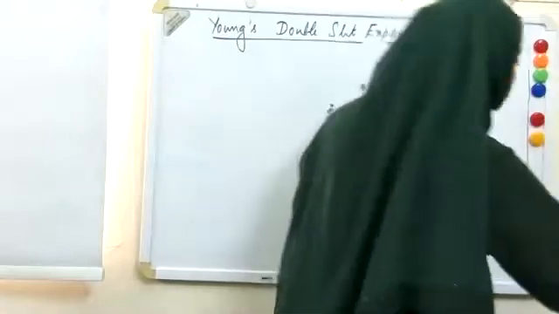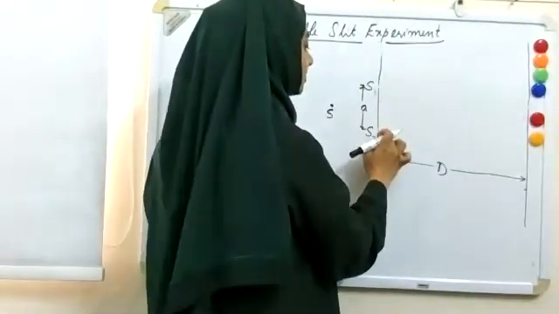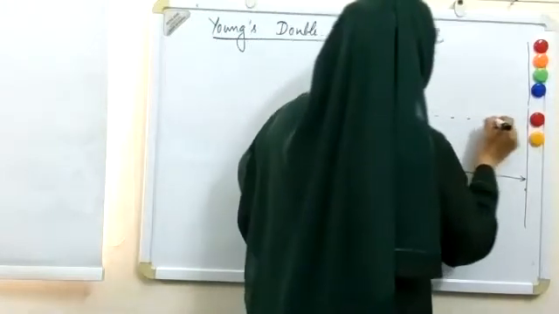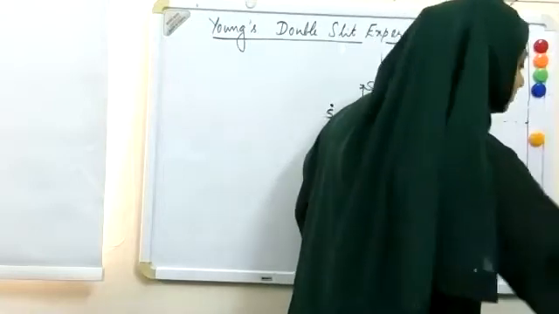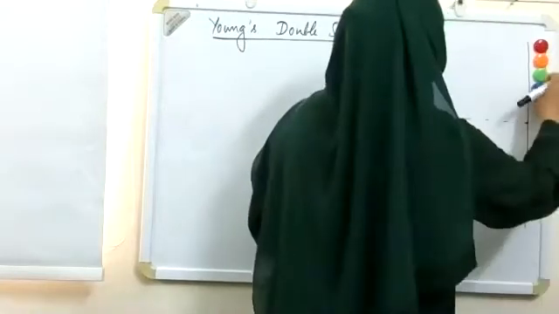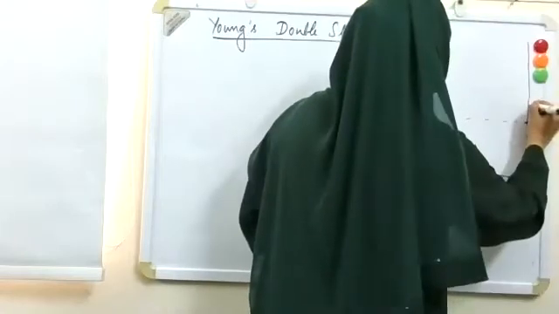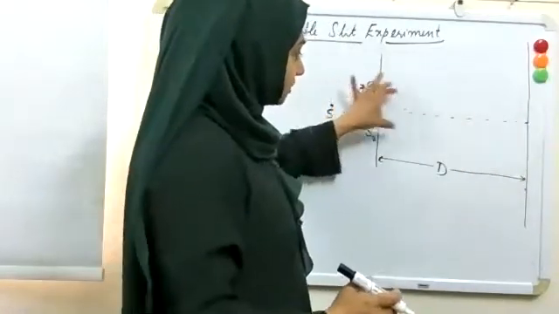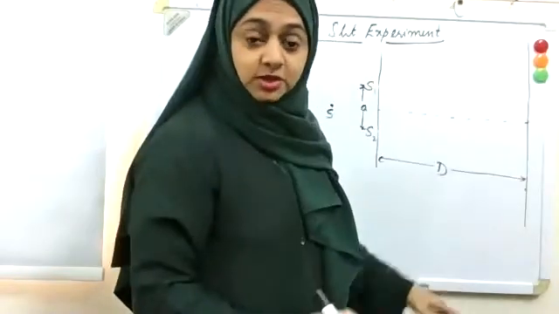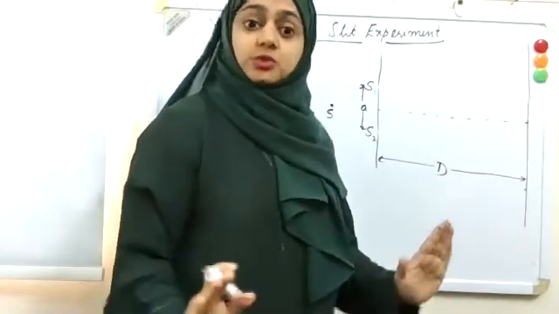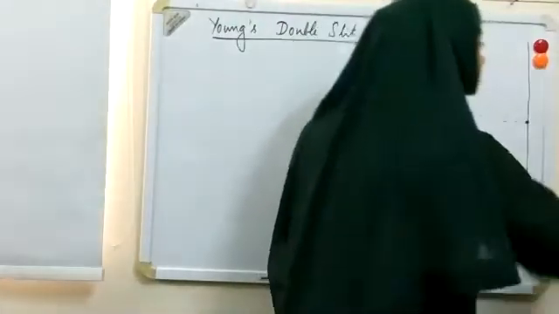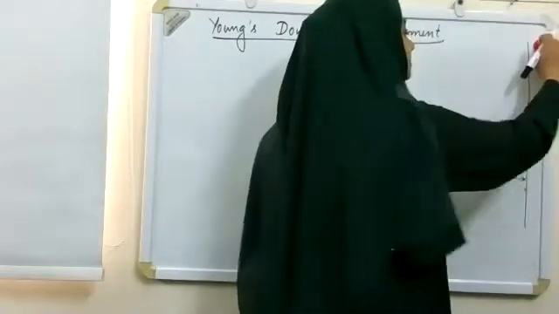Now suppose you have light rays coming from S1 and S2. If you consider a midpoint here, will the light rays have any phase difference? Will they have any path difference? No, they have traveled the same distance and reach here, right? So there will be no path difference and no phase difference. So here you will have constructive interference or maximum intensity.